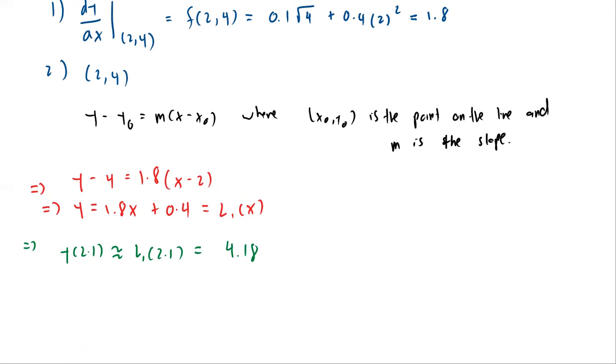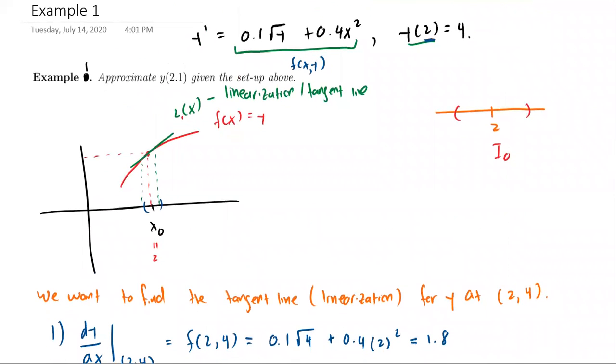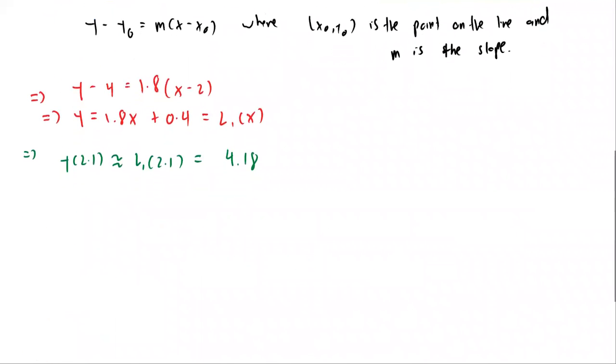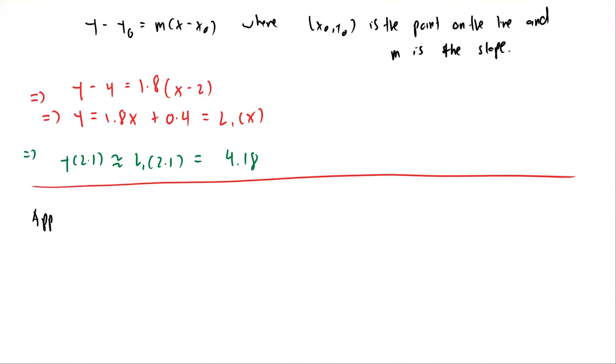So we know we can use the linearization to approximate y of 2.1 without knowing what y is. Again, all we knew about y is that it exists and that it goes through the point (2, 4), and its derivative. Now, let's say we also want to approximate, not y of 2.1, but y of 2.2 using the work above.